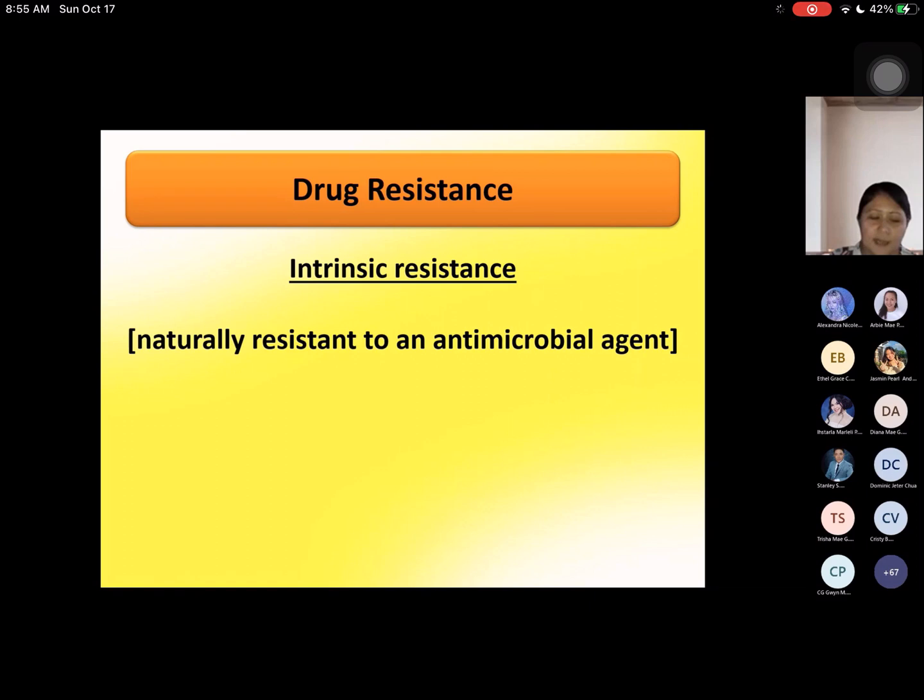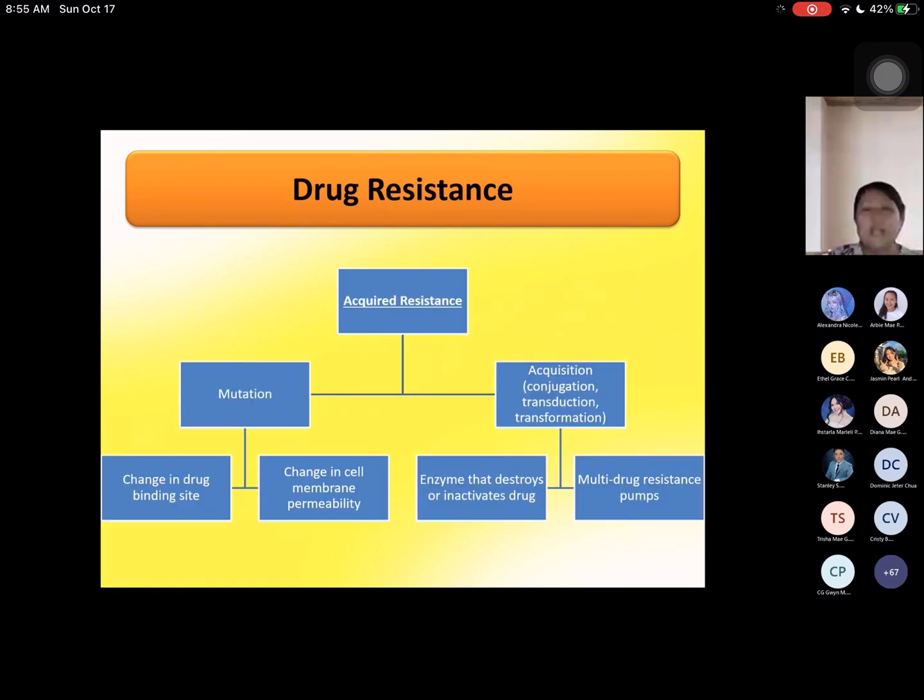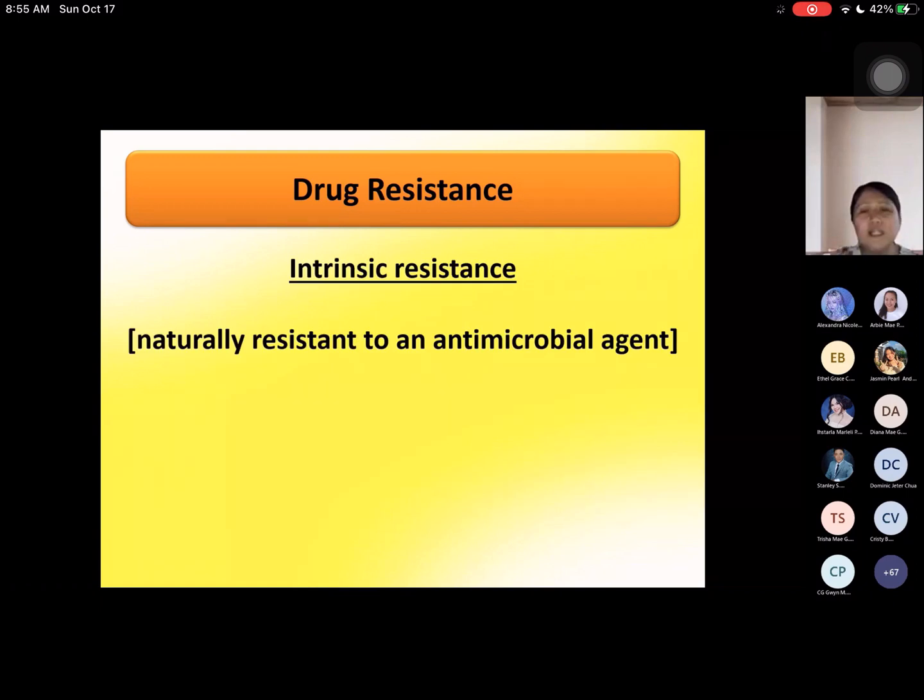Like for example, for Mycoplasma species, remember, Mycoplasmas, they don't have cell wall. They are cell wall deficient. So the following microorganisms already have intrinsic or natural resistance to antimicrobial agents, because other antimicrobial agents inhibit the cell wall synthesis, di ba? Cell membrane, cell wall synthesis. And since they don't have cell wall, they are not affected. So this is an example of intrinsic resistance.